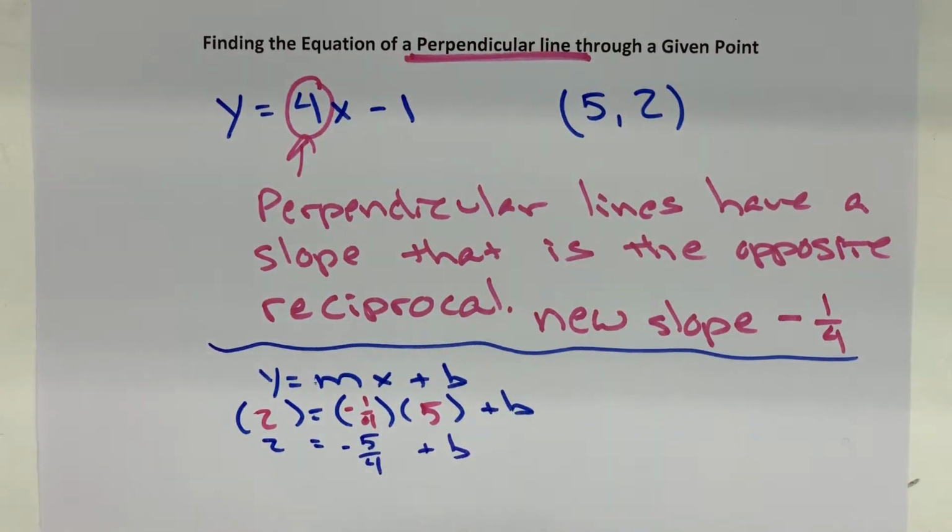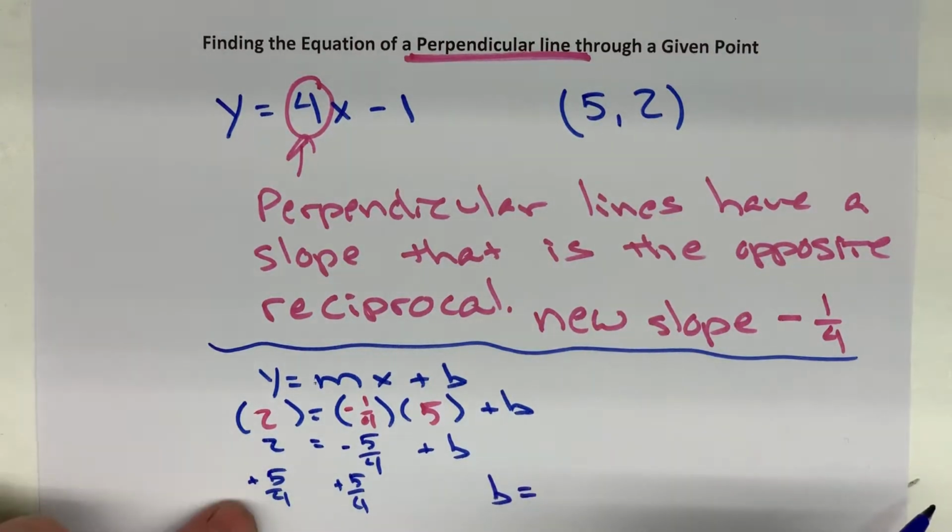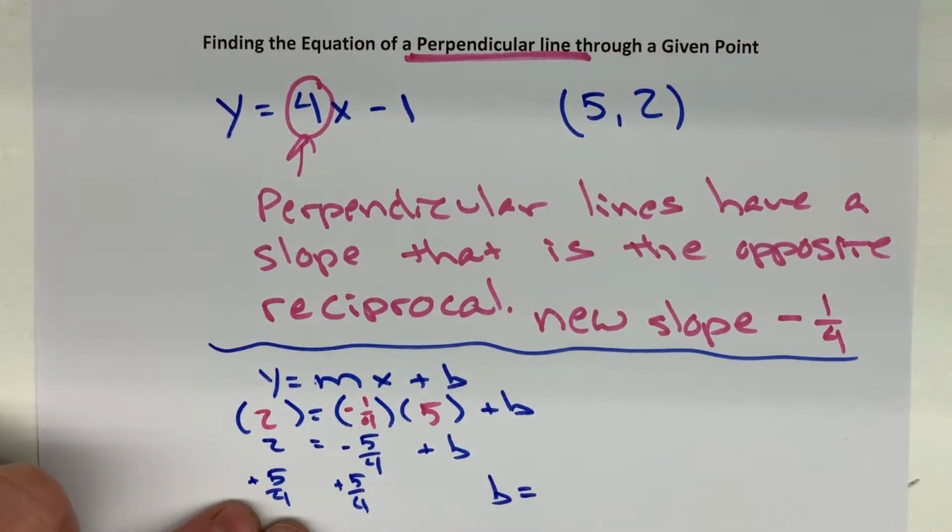So to solve for b, I add 5 over 4 to both sides. And so you get b equals 2 plus 5 over 4, and 5 over 4 is 1 1/4. So you're going to get 1 1/4 plus 2, which is 3 1/4. So now let's go ahead and put it all together.